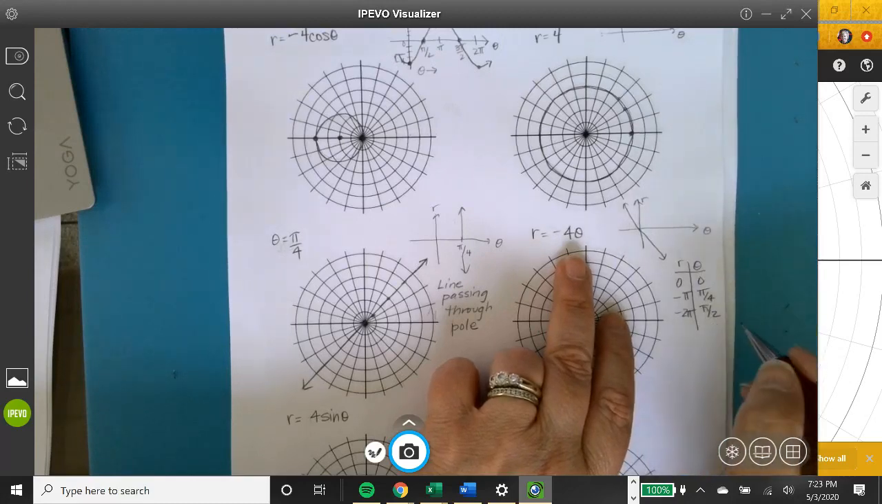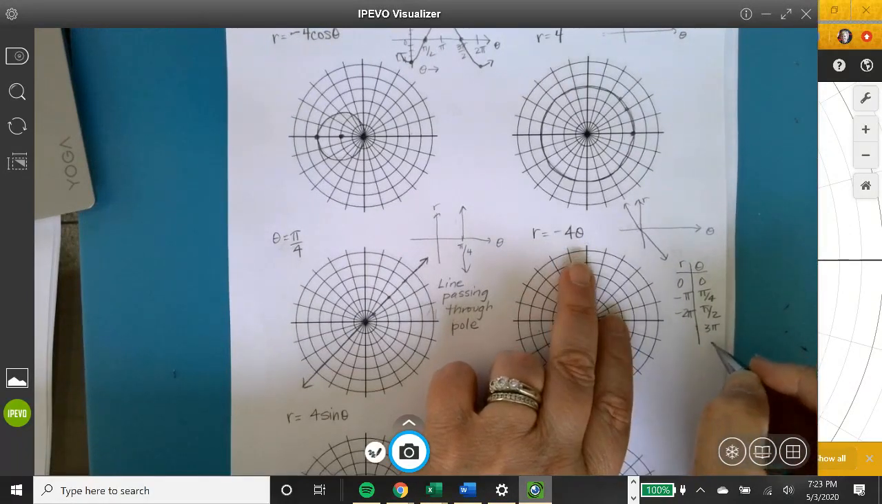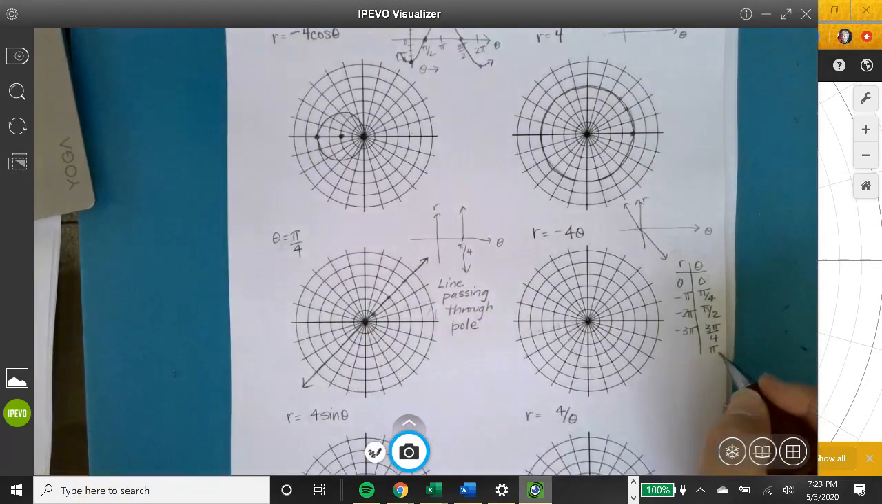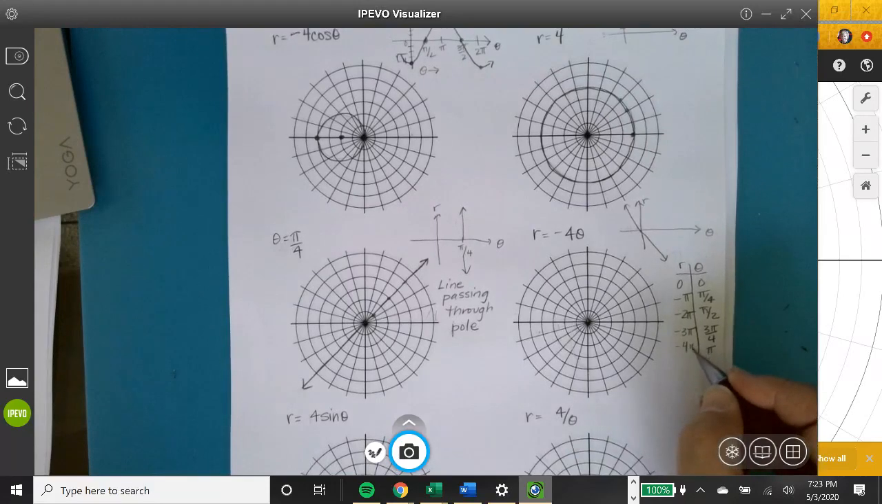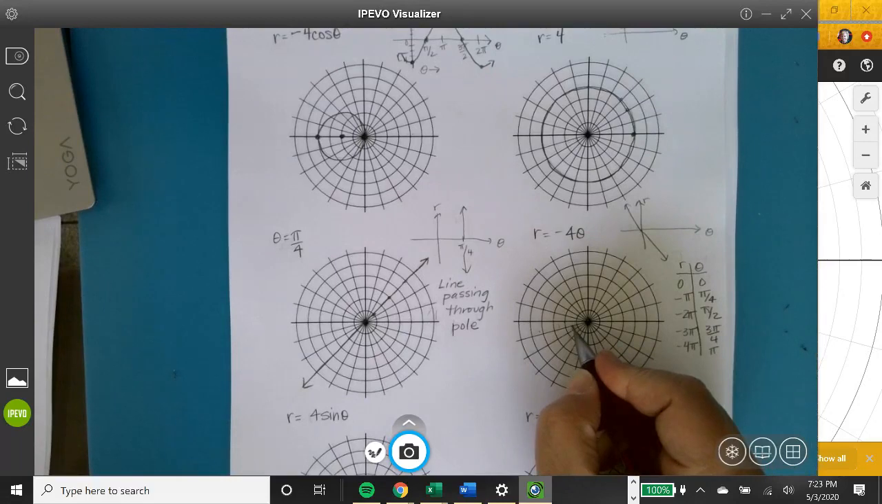What happens if I let theta equal 3 pi over 4? Well, that's not over 4 here. That's negative 3 pi. I think we're seeing the pattern now, right? What if I let it equal pi? Theta's pi, then r is negative 4 pi. Okay, so what I'm going to do is now we're going to put these in increments of pi.